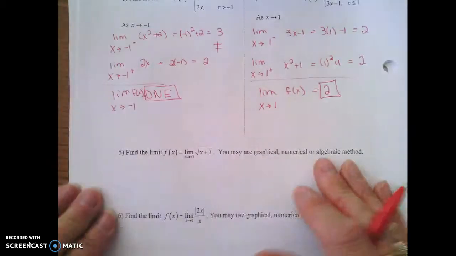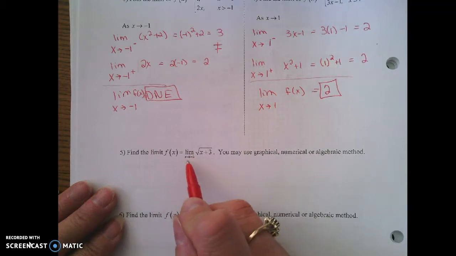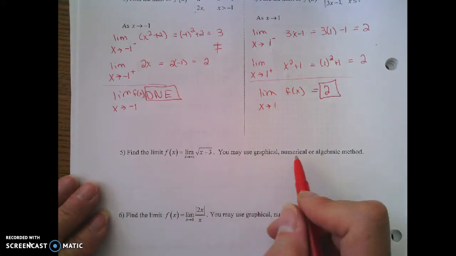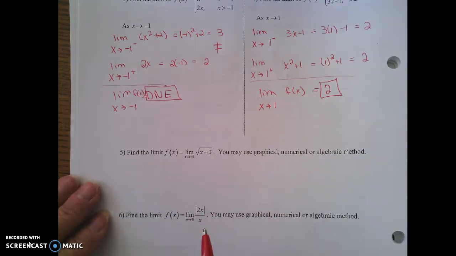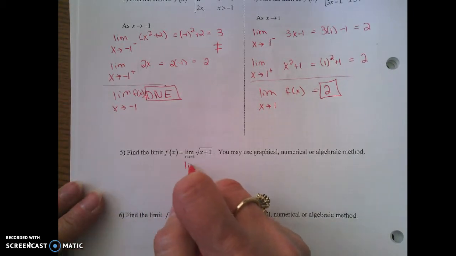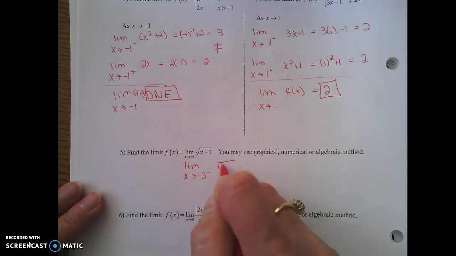All right, let's check out a square root function. We want to see the limit as x approaches -3 of the square root of x plus 3. You can be graphical, numerical, or algebraic. I'm first going to try this algebraically. So I'm going to think about the limit as x approaches -3 from the left.